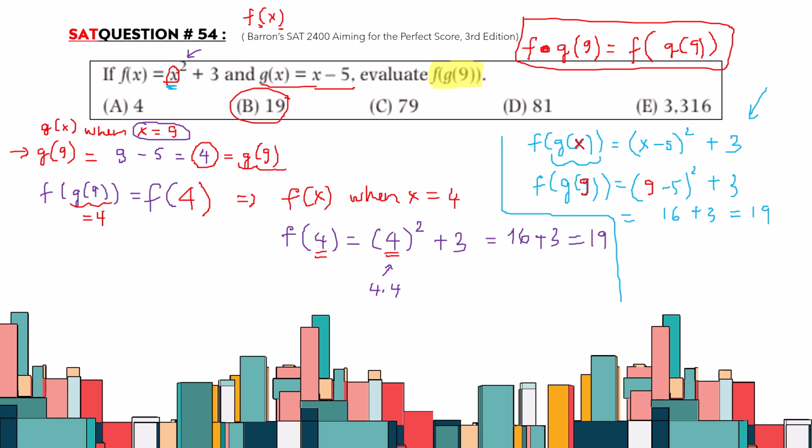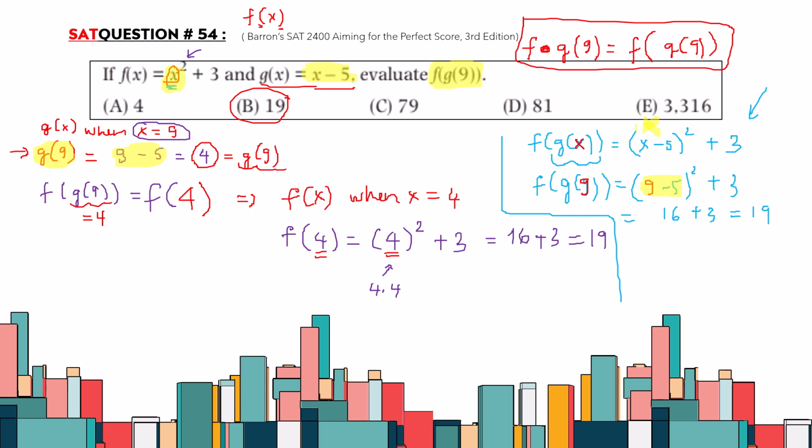So the step of 9 minus 5 is your g of 9. See that? Let me highlight it. This step right here is your g of 9. I just separate it. And the position right here is your x squared plus 3. That is your x right here. Instead of x right here, you plug in the whole function g of x, x minus 5, squared.